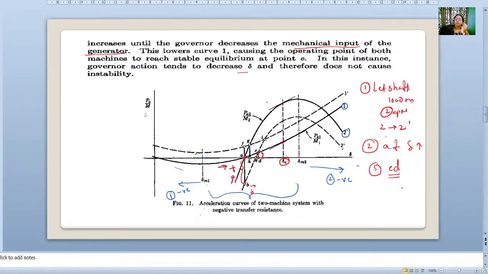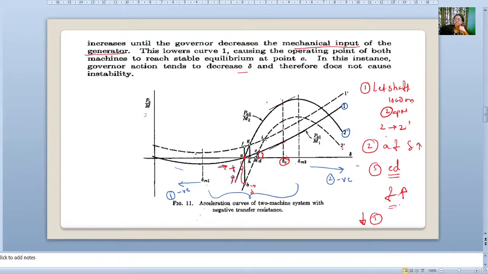So what corrective measures have we studied? Load frequency control. As the shaft load on the motor 2 is increased, this causes del to increase. Because of this acceleration, frequency increases. This corrective action should be taken. How to decrease this frequency? By decreasing the mechanical input of machine 1.